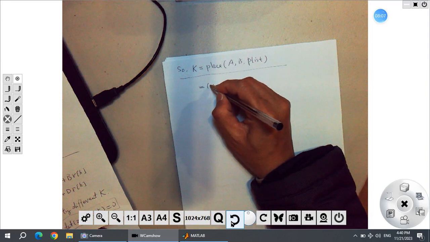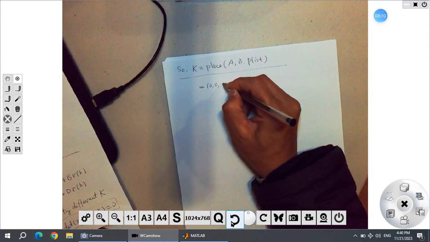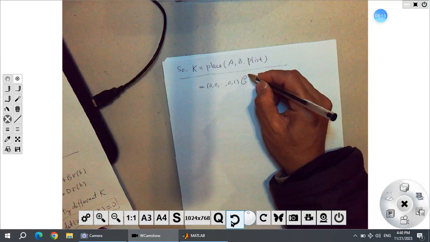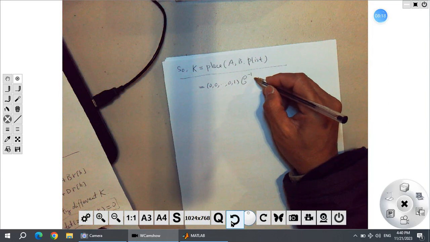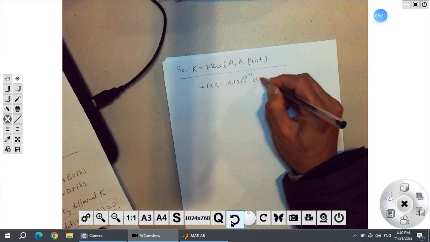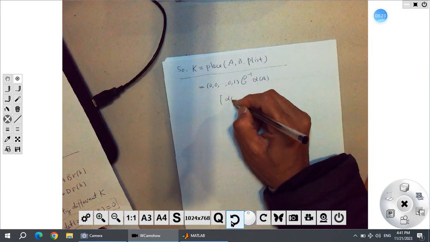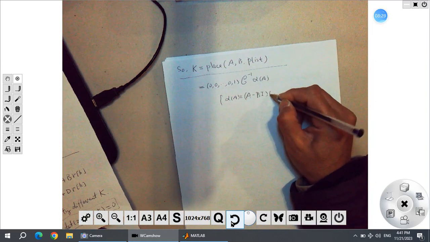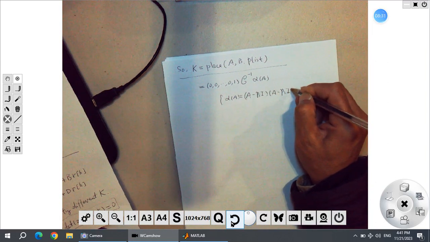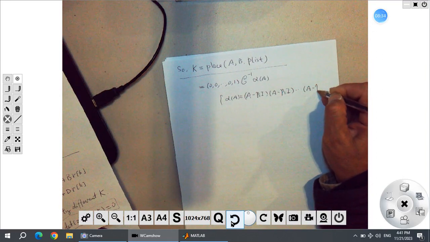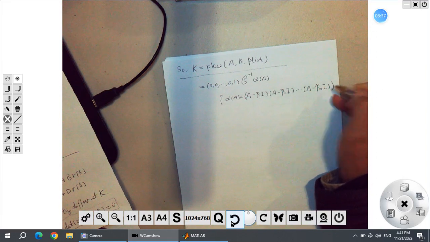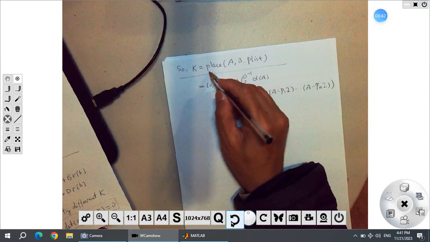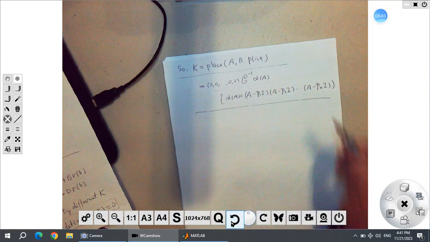This is 0, 0, 0, 1. Then it is C inverse times alpha of A, where alpha of A equals A minus P1 I times A minus P2 I until A minus Pn I. So you can calculate it directly from here, or just use the function place. It's the same as the continuous case.